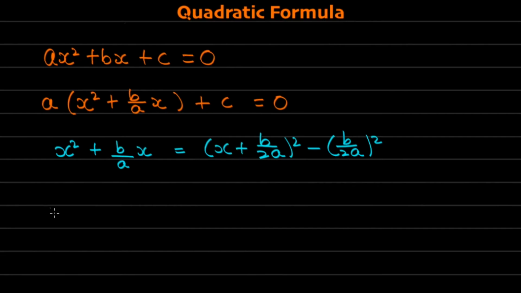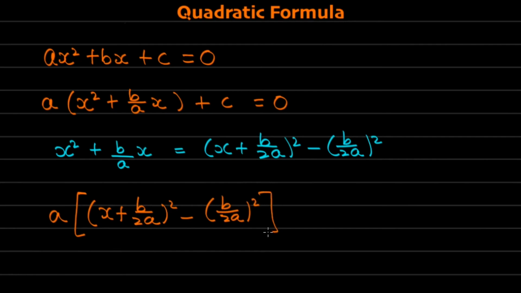So that would give us a times [(x plus b over 2a) squared minus (b over 2a) squared] plus c is equal to 0. And notice how the square brackets here ensure that the a is distributed to both the terms inside the pair of brackets.